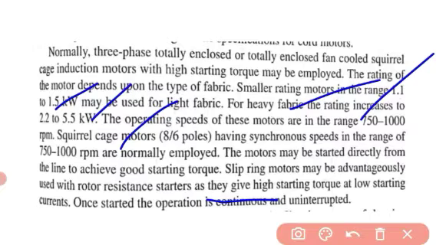Squirrel cage motors with 8 or 6 poles, having a synchronous speed in the range of 750 to 1000 rpm, are normally employed. Further, the motors may be started directly from the line to achieve good starting torque.